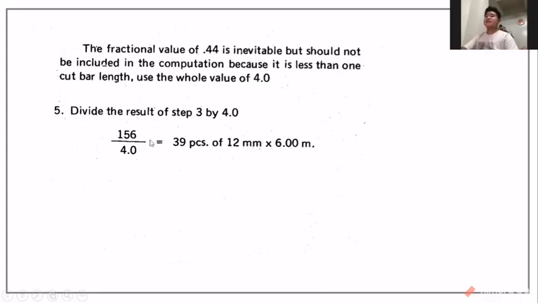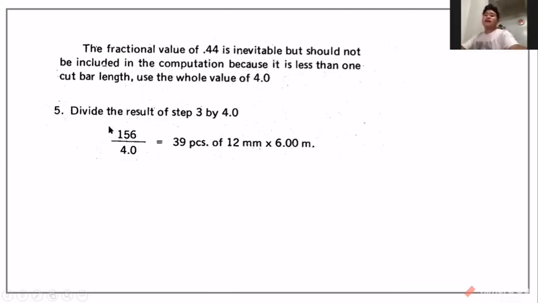4.44 pieces. So the fractional value of 0.44, since it's a fractional value, is inevitable but should not be included in the computation because it is less than 1 cut bar length. Use the whole value of 4.0. So accordingly, we don't need to use this 0.44. So we will use this as a whole value. So we will use 4.